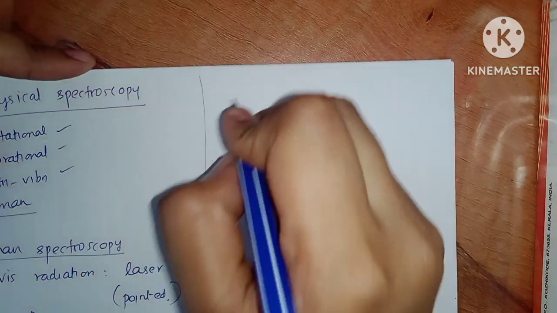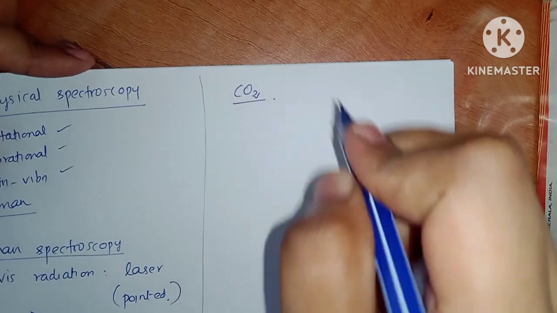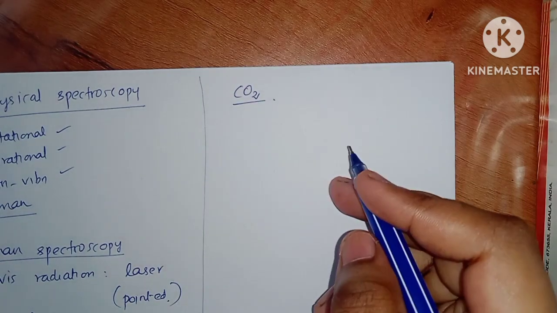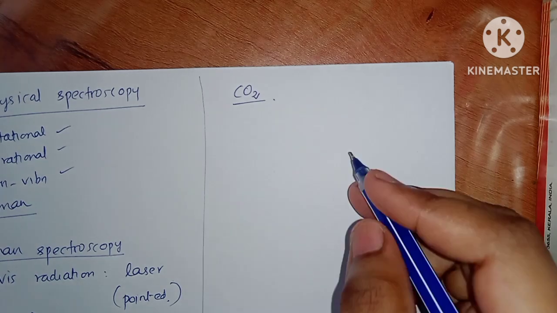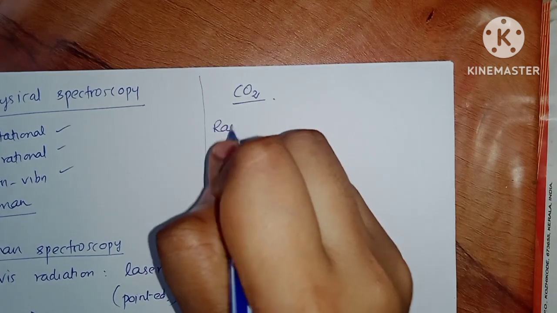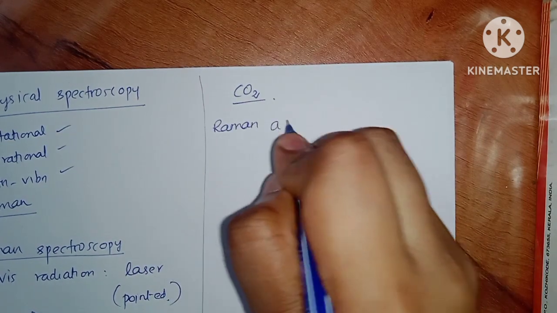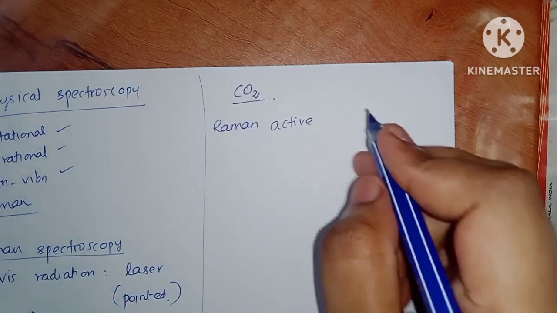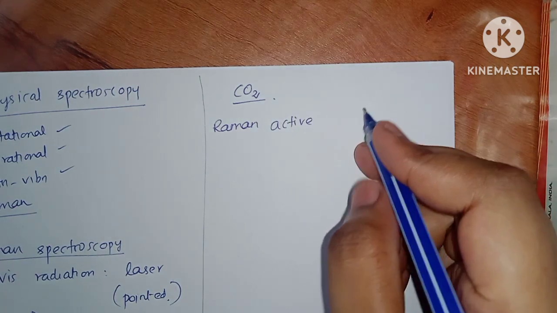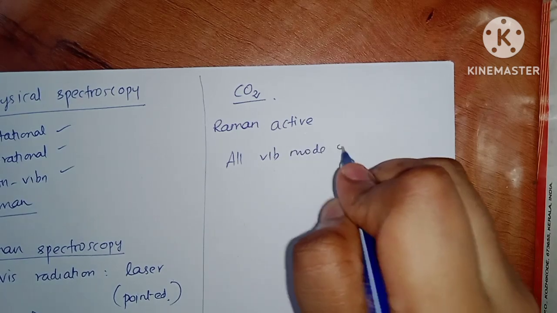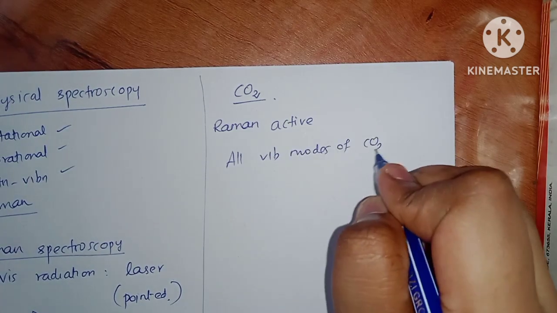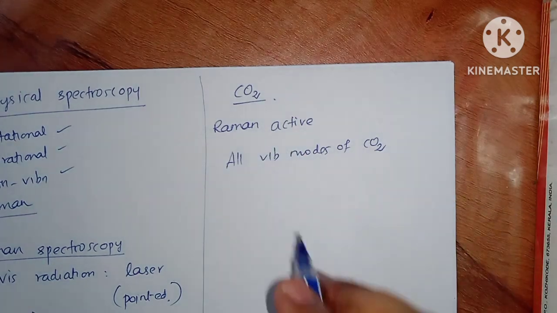When we take the CO2 molecule, we have already discussed which vibrational modes of CO2 are IR active or not. Here we are going to discuss which modes are Raman active and which are not. For that, we have to consider all vibrational modes of the CO2 molecule. So first we have to calculate how many vibrational modes the CO2 molecule has.